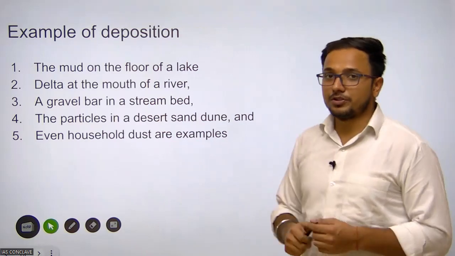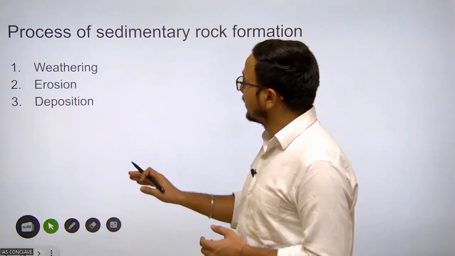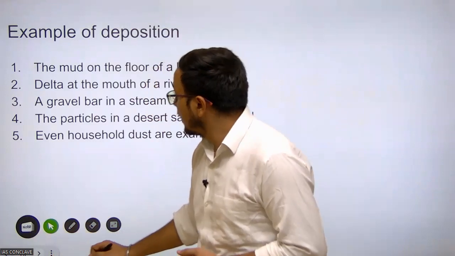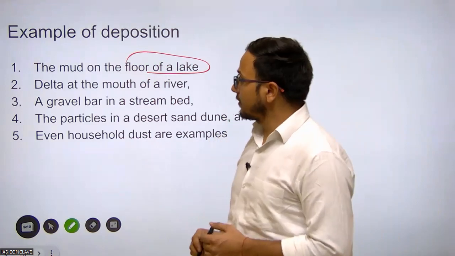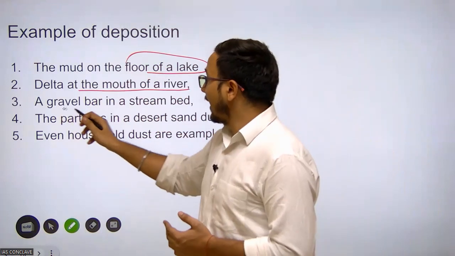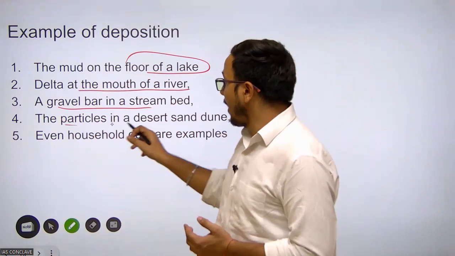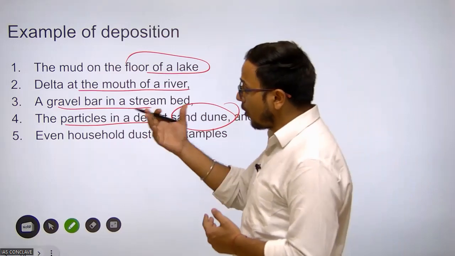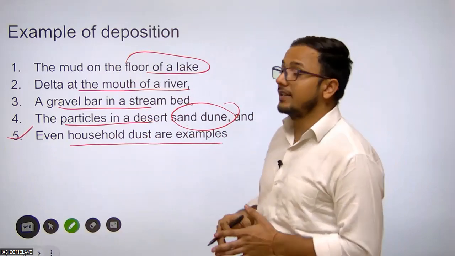Now, examples of deposition. Look at the examples: mud on the floor of a lake is an example of deposition. A delta at the mouth of a river is also an example. A gravel bar in a stream bed is also an example. The particles in the desert that form sand dunes are also an example. And the most important example that everybody knows is household dust.